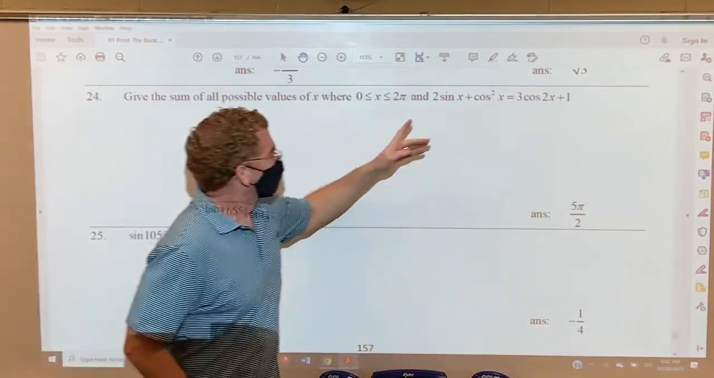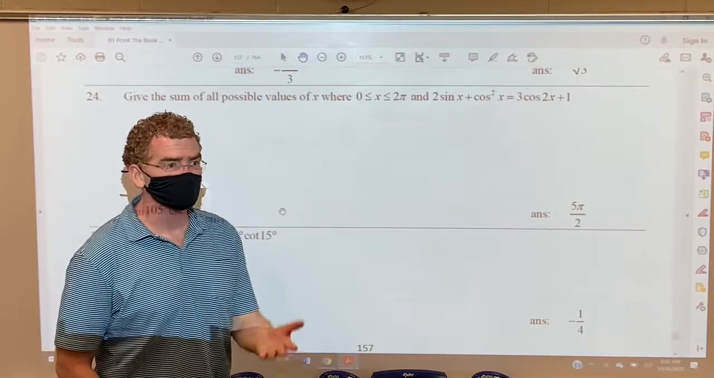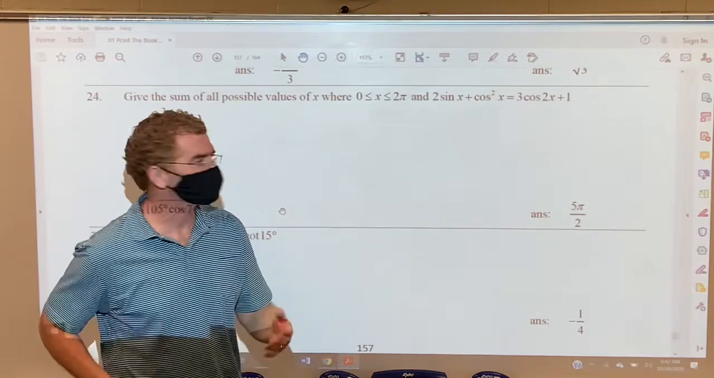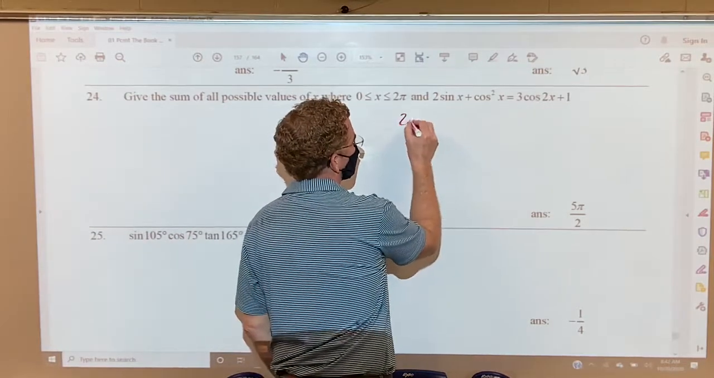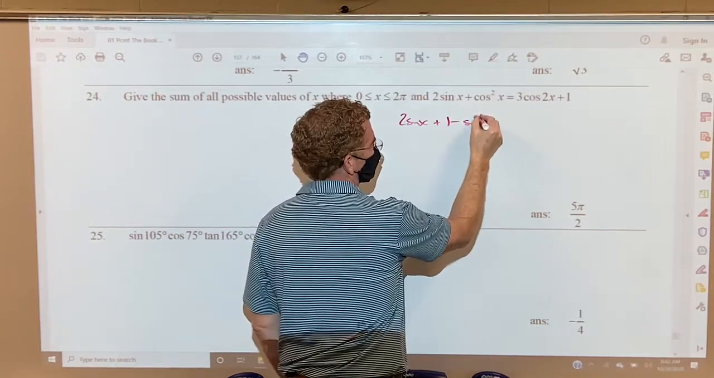Like, for instance, do you have a way to convert cosine squared into sines? What's cosine squared the same as? 1 minus sine squared? Okay, so let's try that. I'm going to bring this down. Change that to 1 minus sine squared.